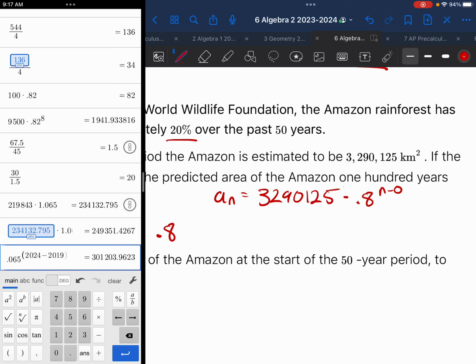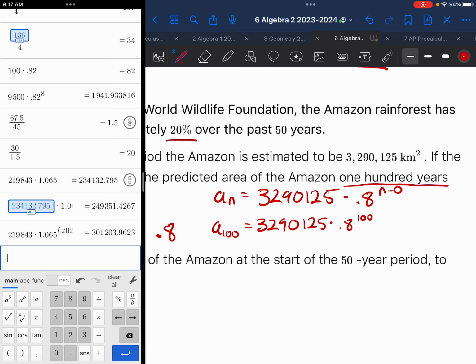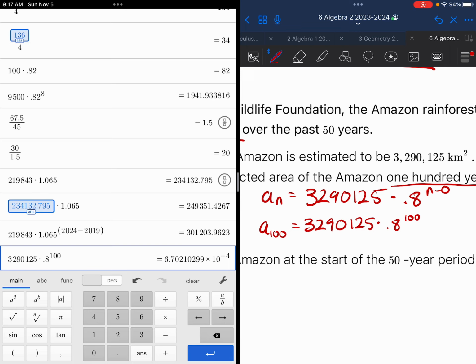I'm looking for 100 years later, which means I'm looking for A sub 100. This is going to be 3,290,125 times 0.8 to the power of 100. All right, let's just punch this in the calculator, see what happens here. So it's going to be 3290125, and this can be multiplied by 0.8 to the power of 100. What? That is not right. Did I type something in right?